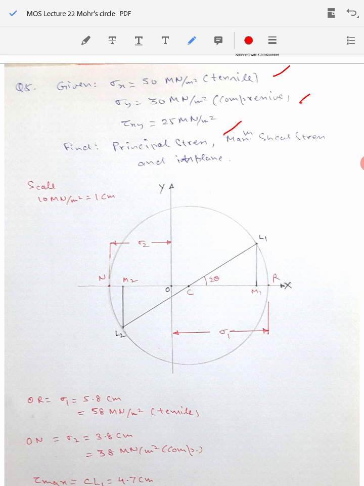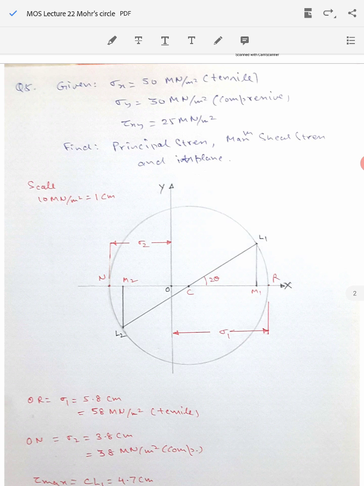And of course we are given some value of shear stress here, and we need to find in this question the principal stress, maximum shear stress, and the principal plane angle. So how are we going to start here? In this case, again the first thing is to choose the scale. We represent 10 meganewton per meter square as 1 centimeter. We take a graph paper and mark the horizontal axis OX and OY on that graph paper.